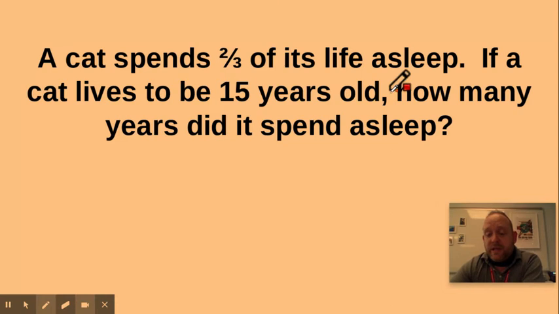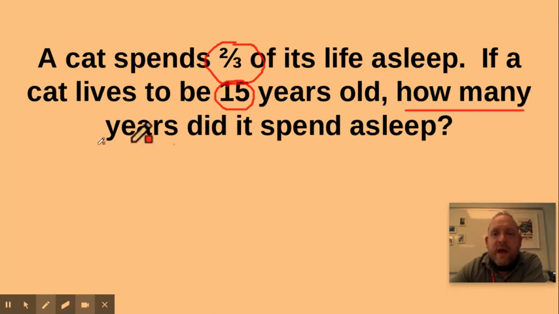Well, first thing we need to do, of course, with our cube method is to go back and check out our numbers here. So we're going to circle those. A cat spends 2/3 of its life asleep. If a cat lives to be 15 years old, how many years did it spend asleep? So there are my two numbers, 2/3 and 15. And then my question is, how many years did this cat spend asleep?